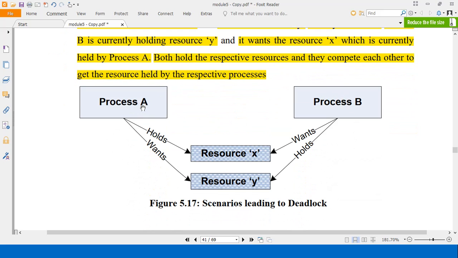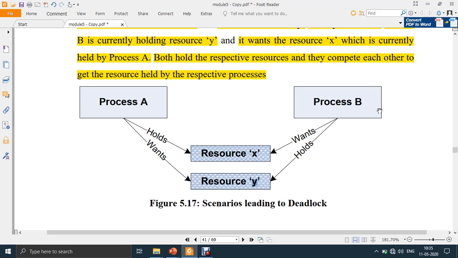Process A holds, meaning it has access to, a resource X. But to continue its operation, process A also wants one more resource, which is resource Y. Please remember, process A has access only to X, but it wants access to Y.